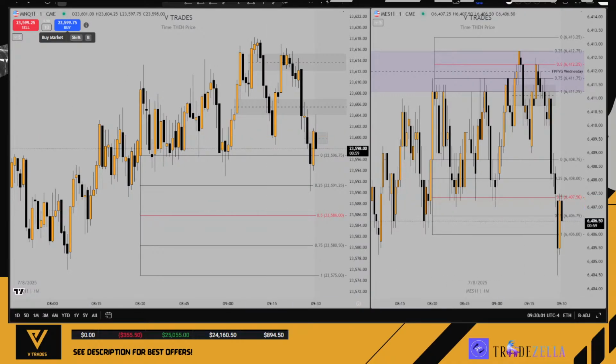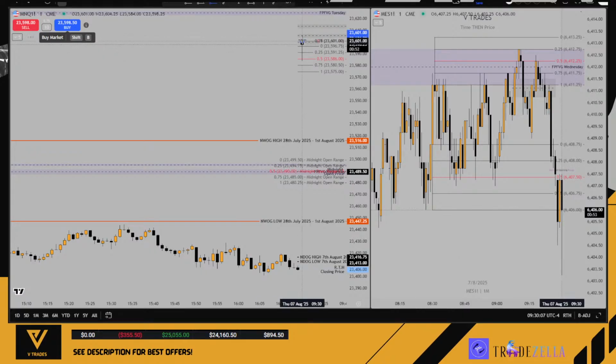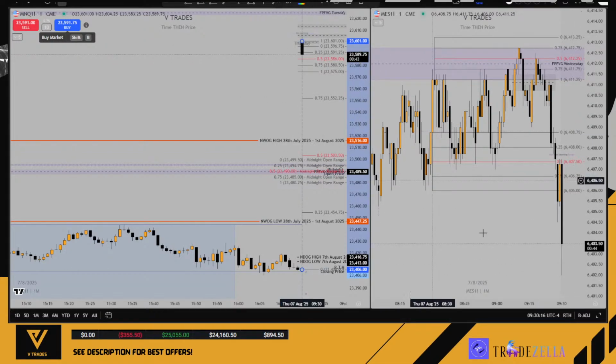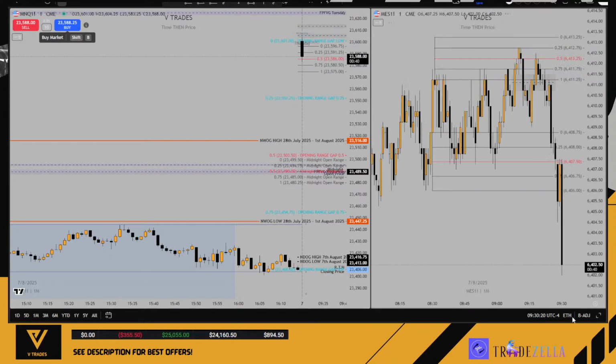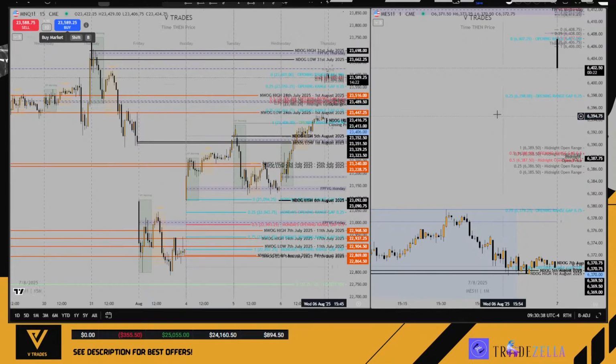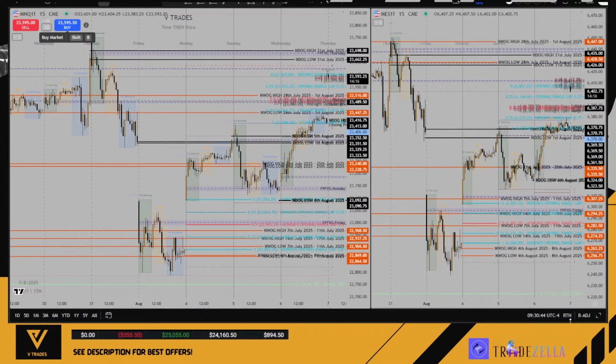Alright, market opens. Let's mark our opening range gaps. 23,406, opening range gap. Sorry. So, 6370, opening range gap. Let's see how it looks on a higher time frame. 40H. Alright, we're currently in this.